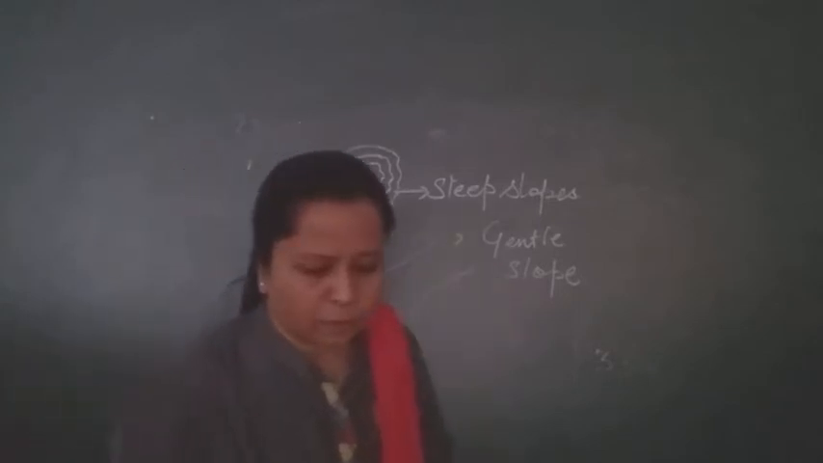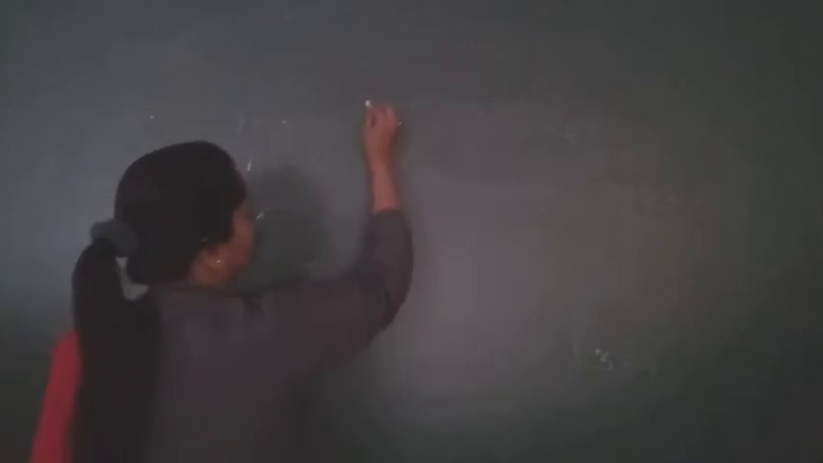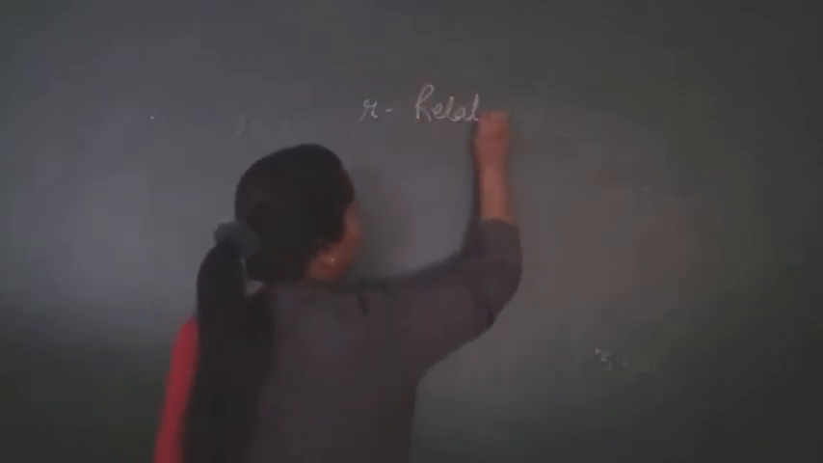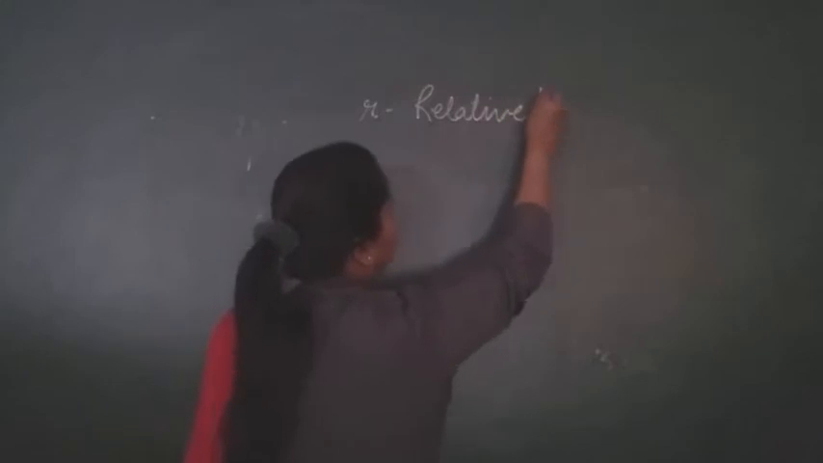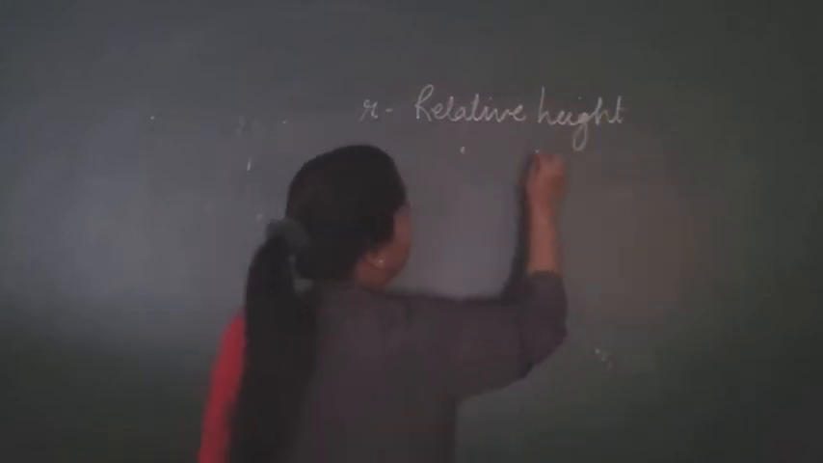Now, come to the next point, that is relative height or relative depth. Now, if it is given, what is R? What is R on a topographic map? R is the relative height. Relative height, or we can also say relative depth.